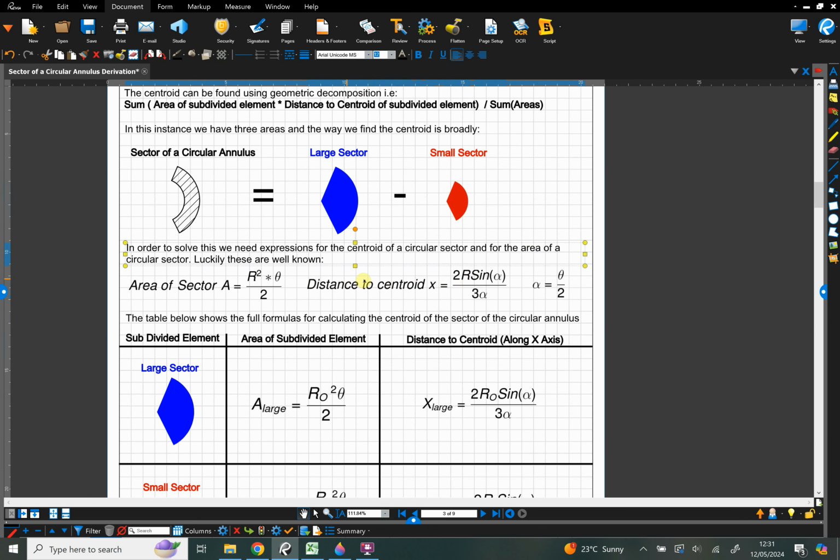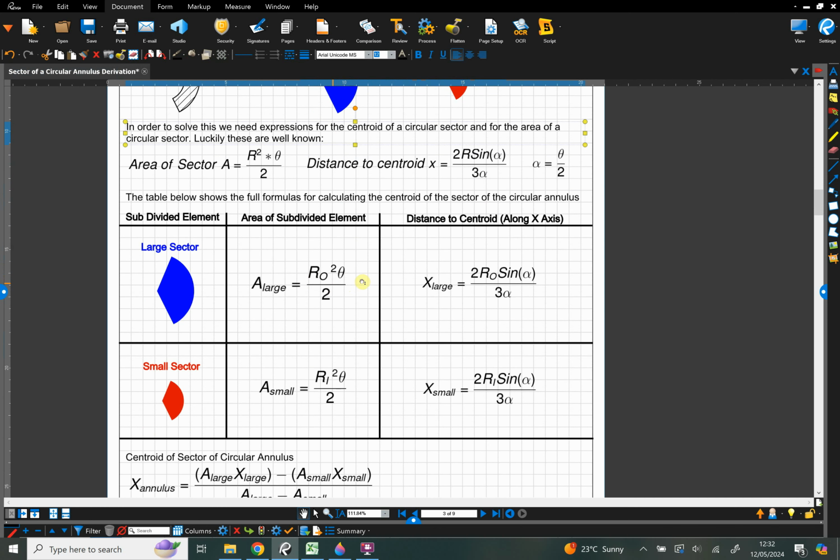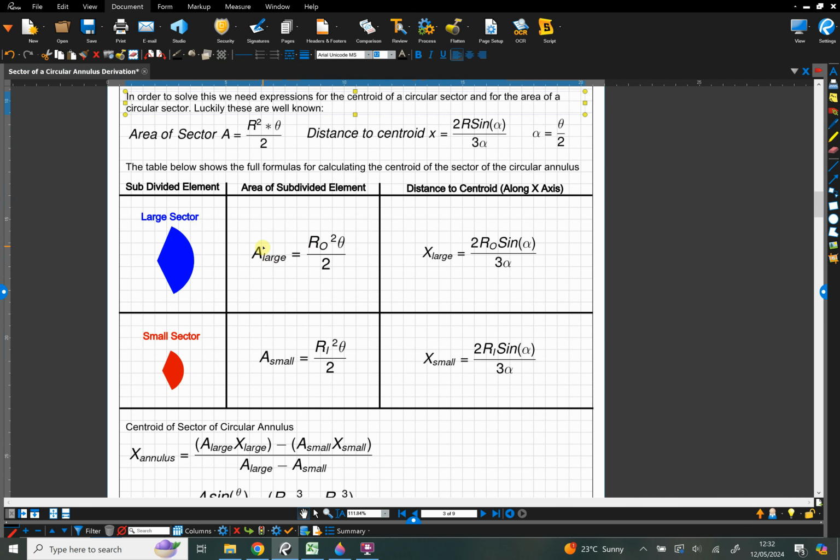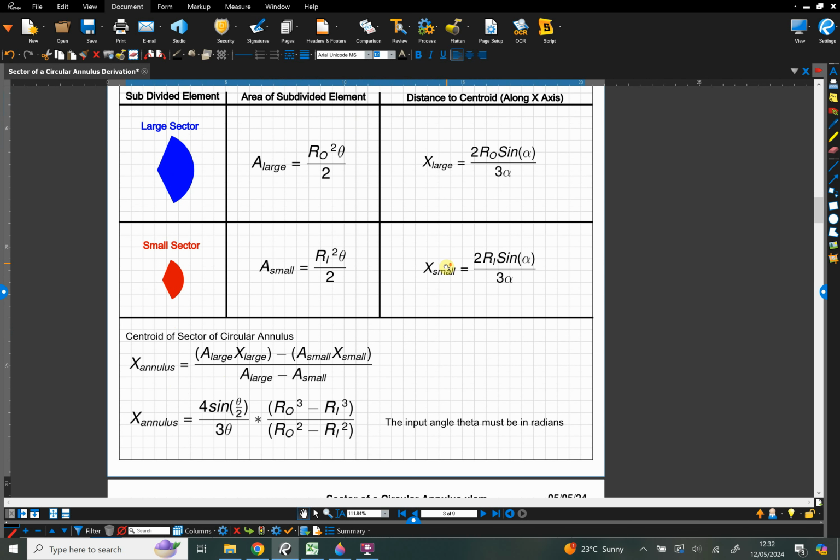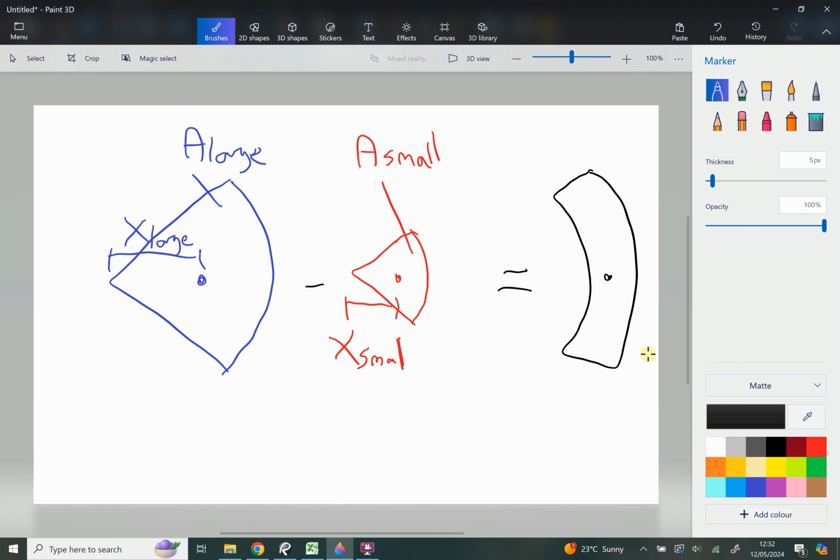Okay, so in the table below I've written out the formulas for each part that we need. We've got the areas and the distances to the centroids, so now all we have to do is apply our geometric decomposition via this formula, and we can work out the distance to the centroid of the annulus. To be clear, if I do a little dashed line, that's our 0, 0 point over here. This dimension is our x annulus. Probably misspelled annulus, but you get the idea.